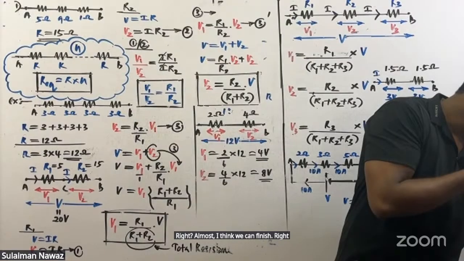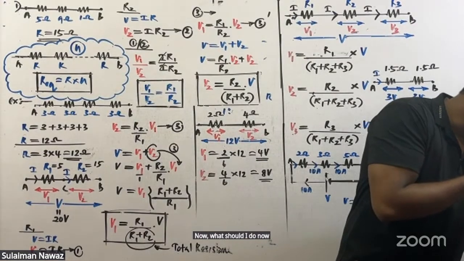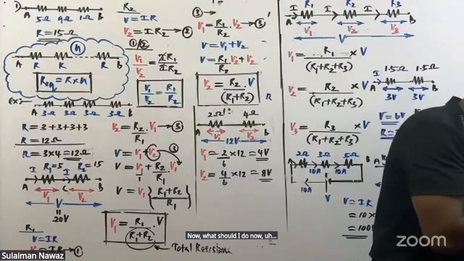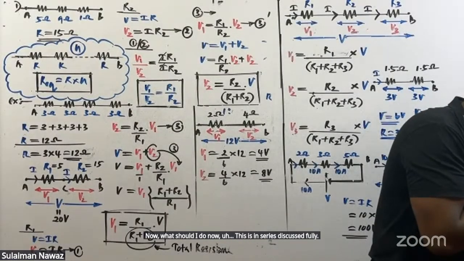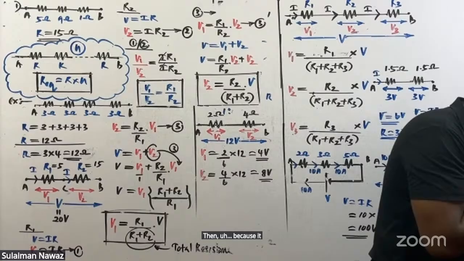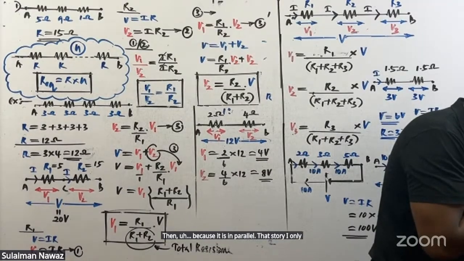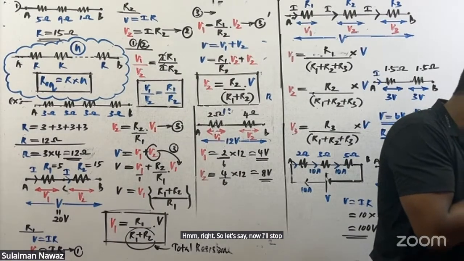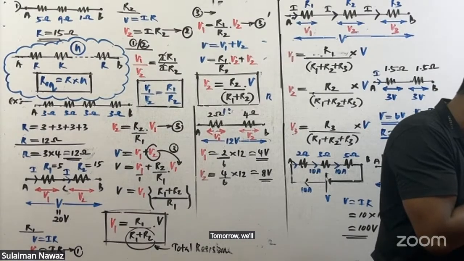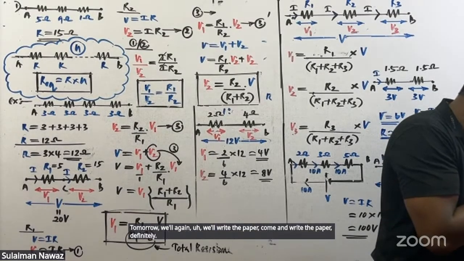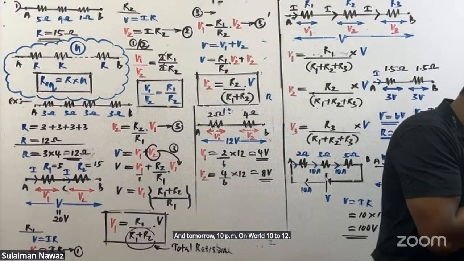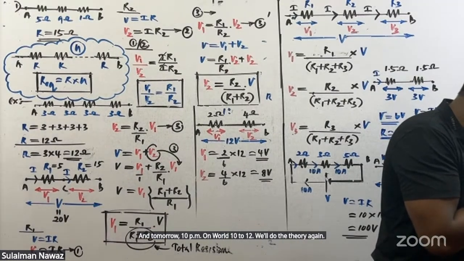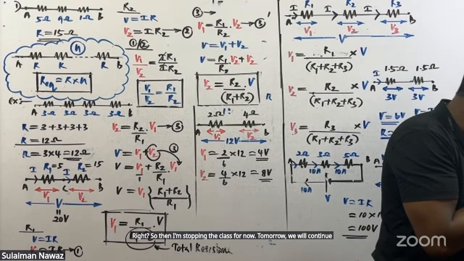Now what shall I do? Resistors in series are discussed fully. Resistors in parallel is the only topic left to discuss. So I'll stop for now. Tomorrow we'll write the paper again, so come and write it definitely. And tomorrow from 10 p.m. to 12, we'll do the theory again. So I'm stopping the class for now. Tomorrow we'll continue the class again. Okay, see you.